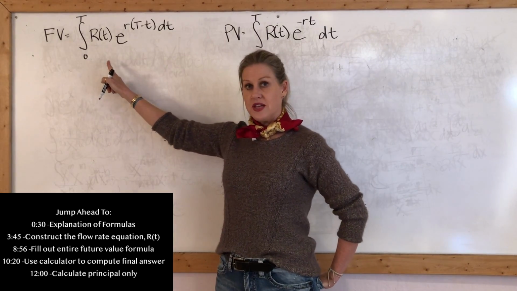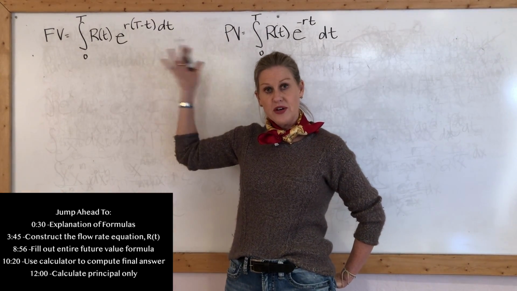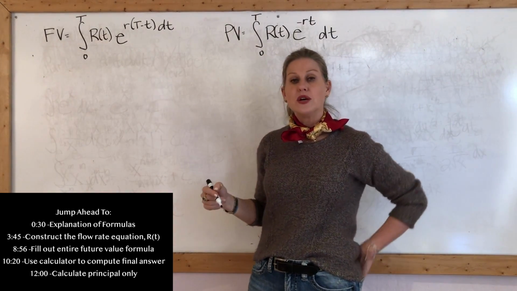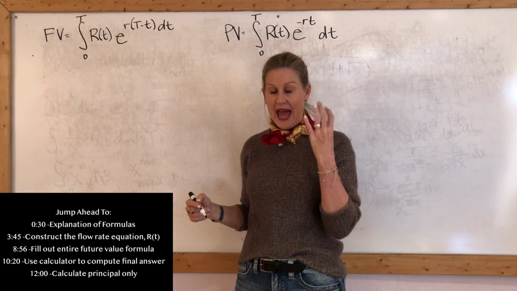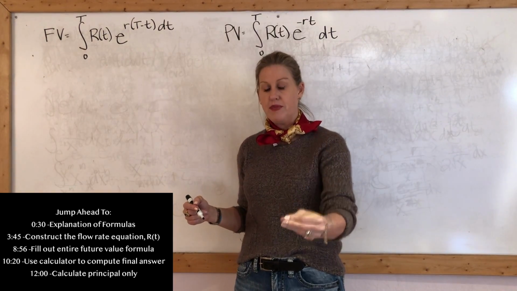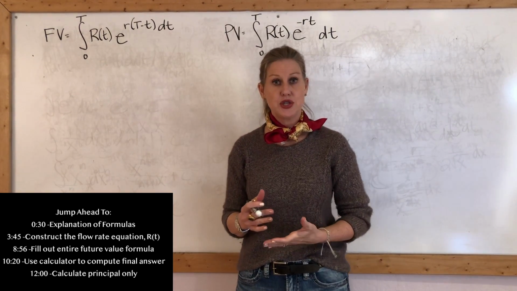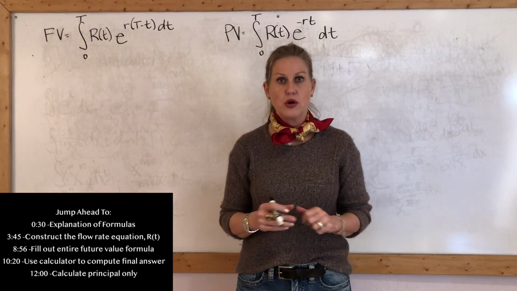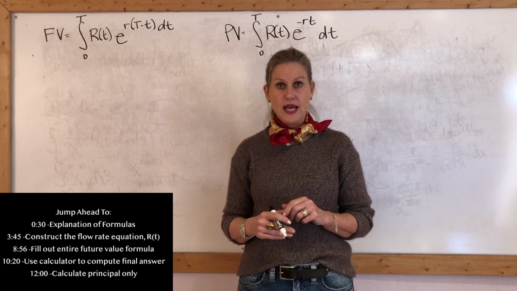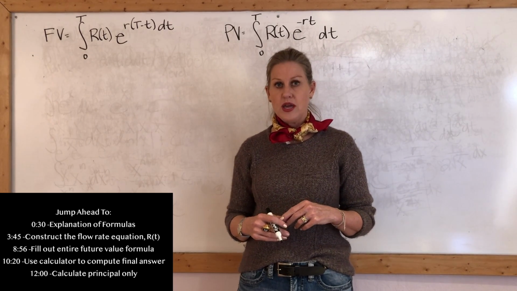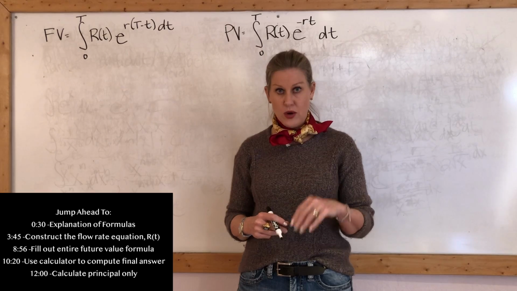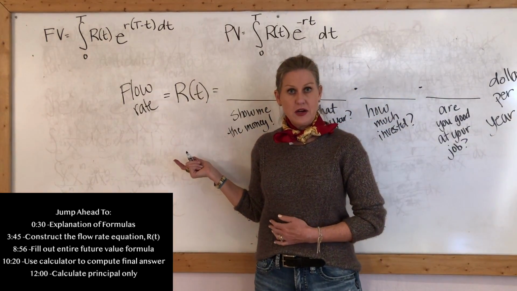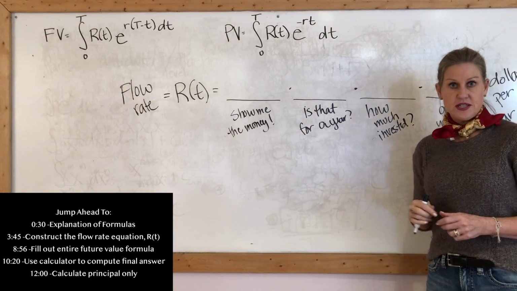So when we're constructing the R of T, and it doesn't matter if you're doing future value or present value, R of T is going to operate the same way. You're going to ask yourself 4 questions. Ask and answer 4 questions based on the problem. Sometimes the answers to the questions are, yes, move on, or we don't need to worry about that, or just put a 1 in that blank. But it's very important that we ask ourselves 4 questions and make sure that they are all accounted for. When you're constructing the flow rate equation, these are the 4 questions that you need to ask yourself.